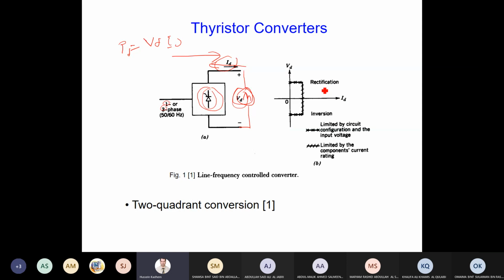For that, these circuits, when we have thyristors, work in quadrant 1 and quadrant 4. In quadrant 1, ID and VD are both positive, so PD is positive. In quadrant 4 here, VD is negative, ID is positive, then PD is negative. So this is called rectification mode, and this is called inversion mode.